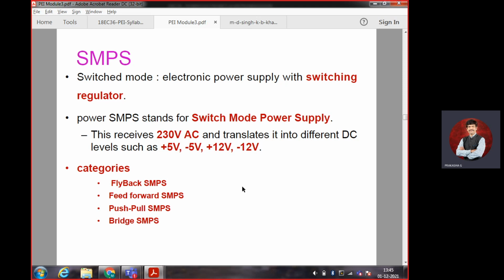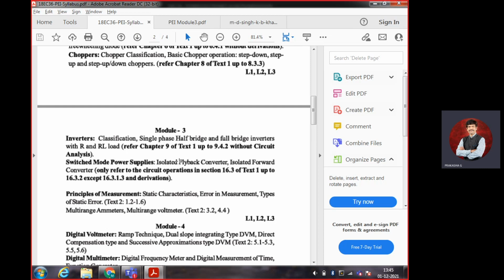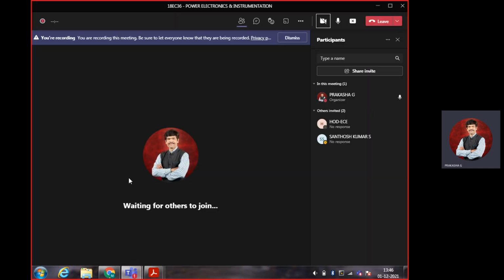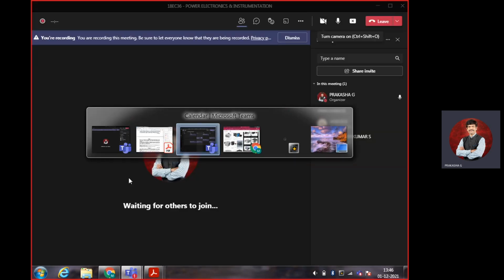Basically, there are 4 different types of converters: flyback SMPS, feed forward SMPS, push pull SMPS, and bridge SMPS. These are the 4 categories which come under SMPS. Let us see what is there in the syllabus. We will have the switch mode isolated flyback converter and isolated forward converter. We don't have the bridge and we don't have the push pull. As per the syllabus, only 2 are there, so we'll go for only 2.